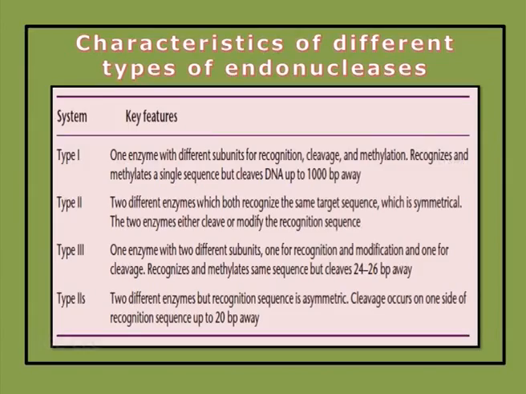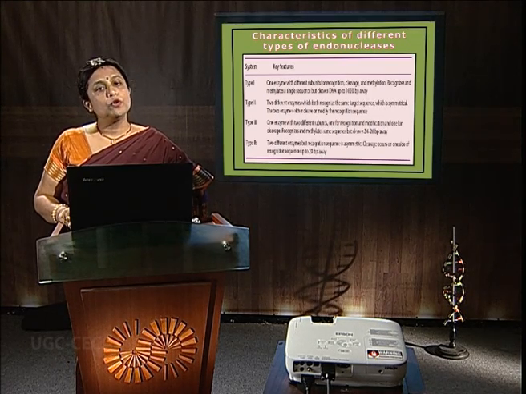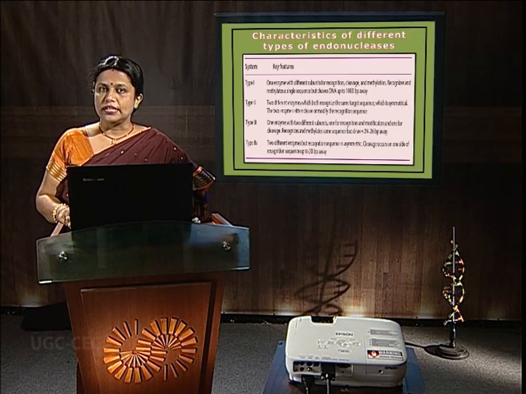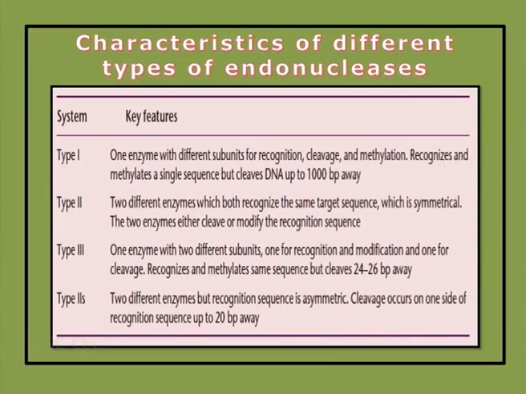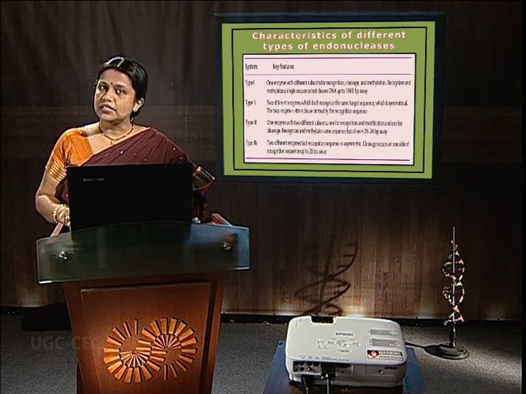Let's highlight the types of restriction endonucleases. In very brief, type 1 comprises an enzyme with different subunits for recognition, cleavage and methylation. They recognize and methylate a single sequence but cleave the DNA some 1000 base pairs away. On the other hand, the most popular restriction endonuclease is type 2, which has a symmetrical recognition sequence. It comprises 2 different enzymes that either cleave or modify the recognition sequence.